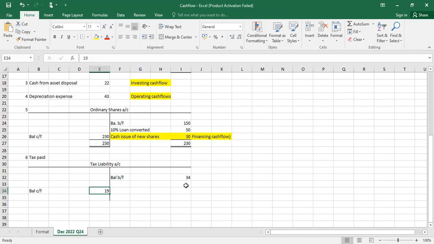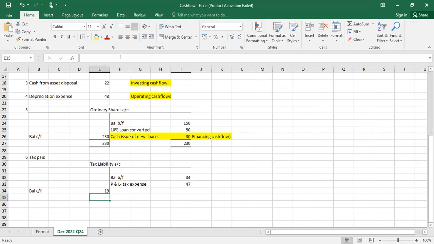Correspondingly, we credit this tax liability account, yeah? And say that this is 47. This is what has been recognized in the P&L. So narration, I say that P&L, maybe dash tax expense. So P&L dash tax expense.